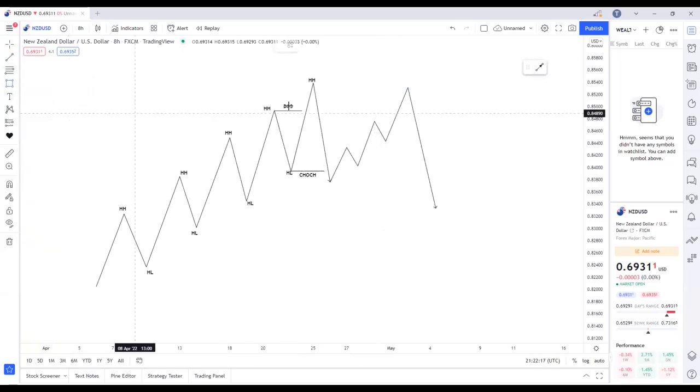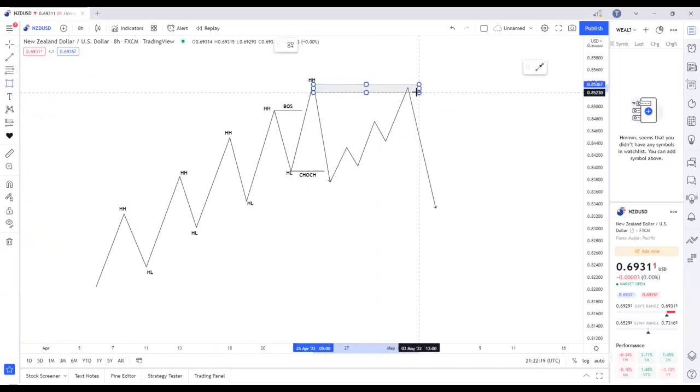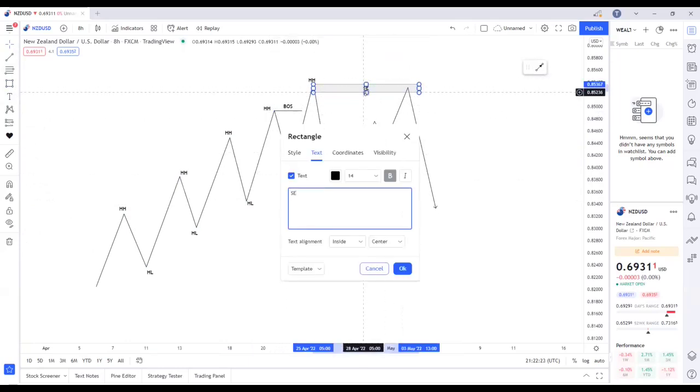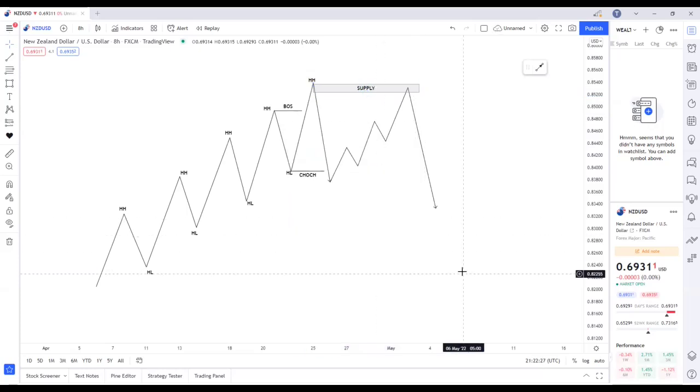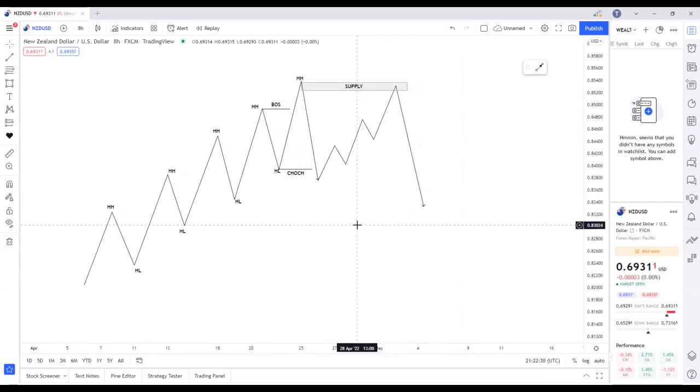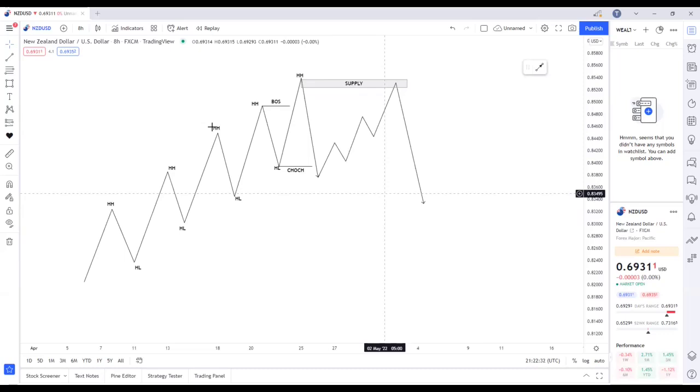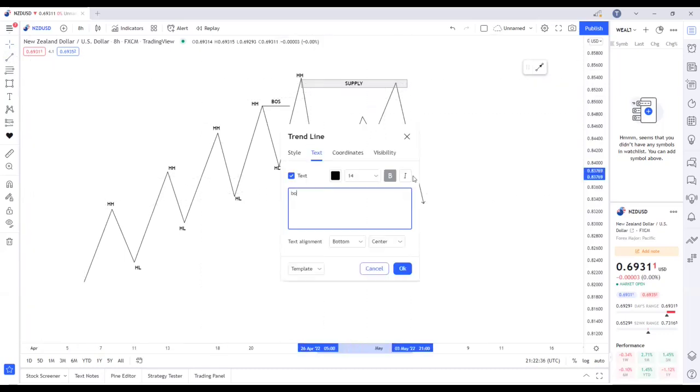So our entry points are expected to be at this level here. Then you take your sells. This is your supply, which means now sellers are going to be in control, not buyers. Sellers are going to be in control. So now the market creates a breakout of structure within the zone here. So we have a BOS within that range.